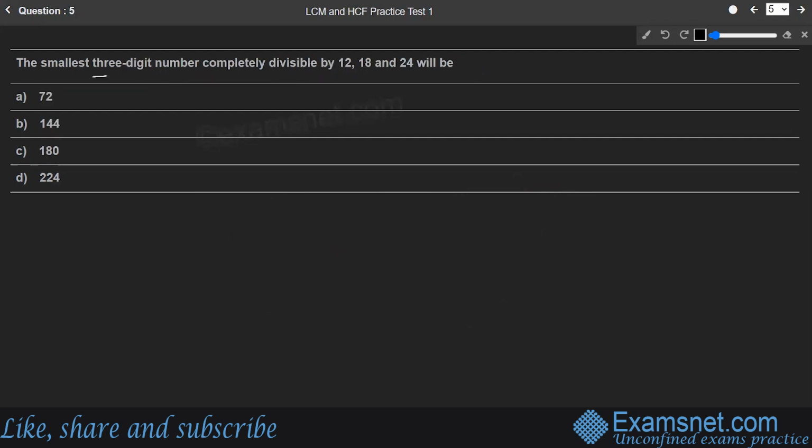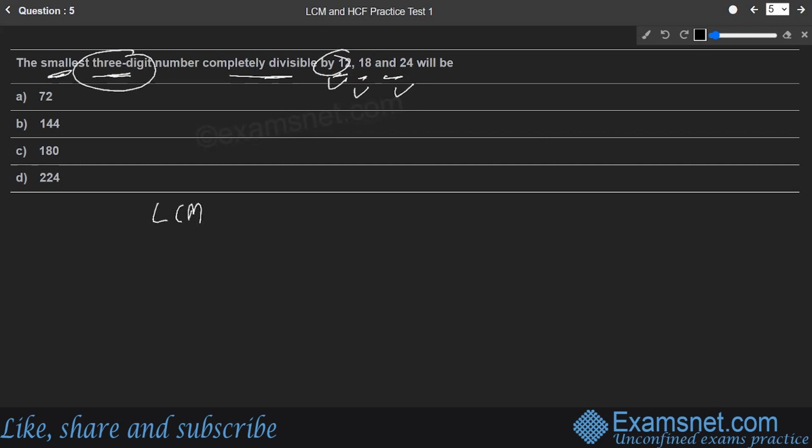Now, the smallest three-digit number which is completely divisible by 12, 18, 24 will be? Okay, when we are looking for smallest, then obviously we have to look for the least common multiple. We can match it like that: smallest is matched with least. Whenever we are looking for the smallest of any numbers, we are actually looking for the least common multiple. So we need the least common multiple of 12, 18 and 24, which should be a three-digit number. First of all, we will find the LCM of 12, 18 and 24.